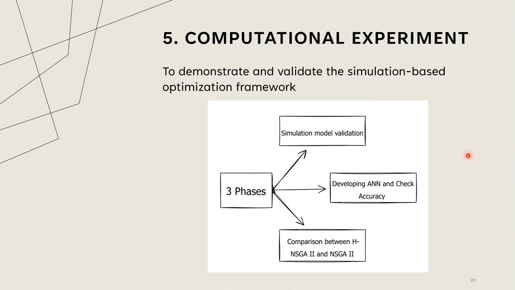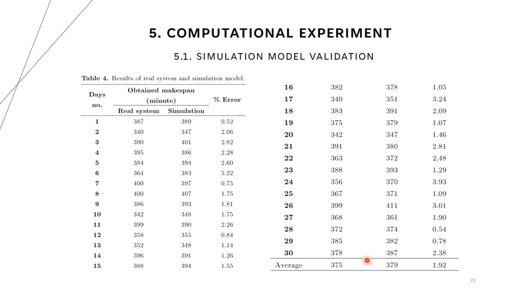The next part is that the computational experiments are accomplished in three phases. In the first phase, we validate the simulation model through real data analysis, and in the second phase, an ANN is developed and its accuracy in predicting the makespan is investigated. In the last phase, a comparison between HNSGA2 and normal NSGA2 is presented. Now let's turn to the next section.